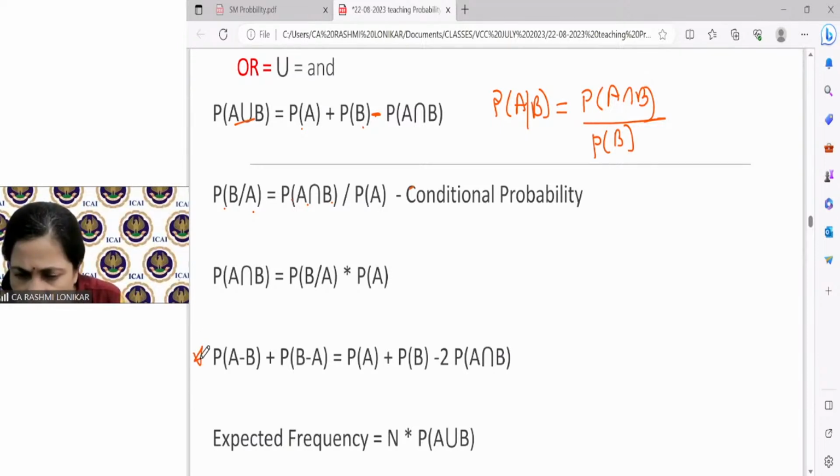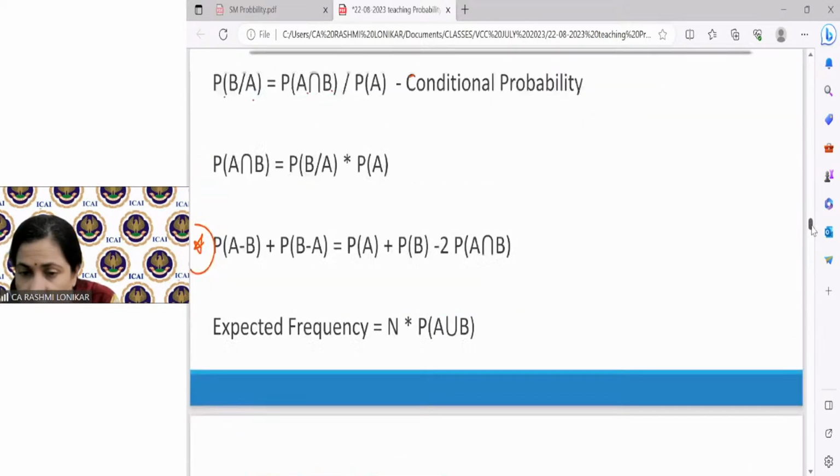Also, this is important: P of A minus B plus P of B minus A is equal to P of A plus P of B minus 2 times P of A intersection B. Expected frequency is N into P of A union B. So these are the formulas that you must know.